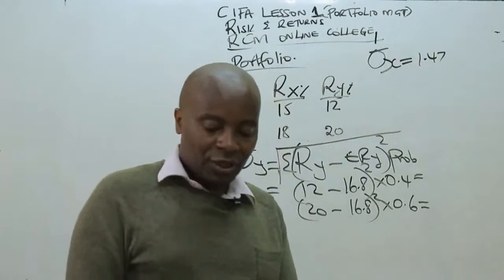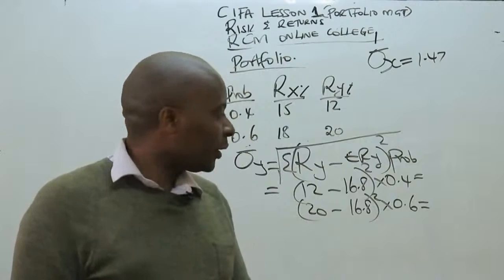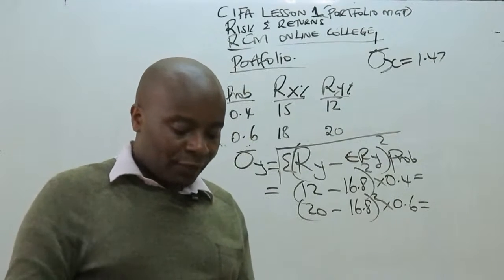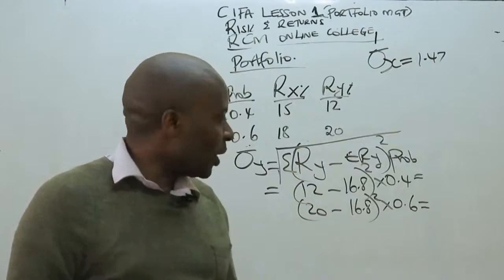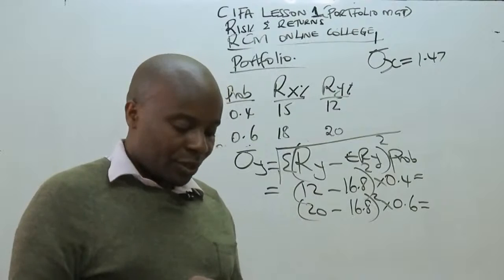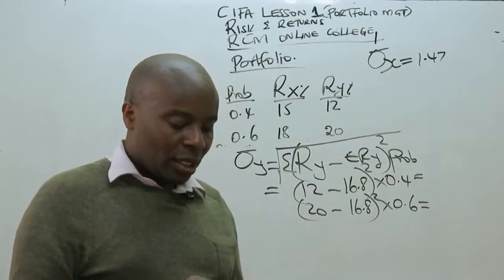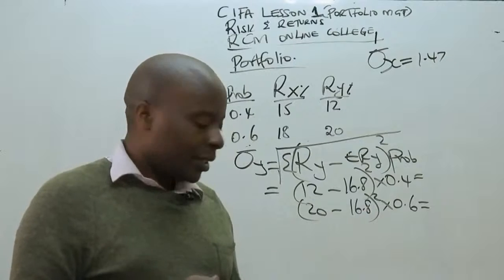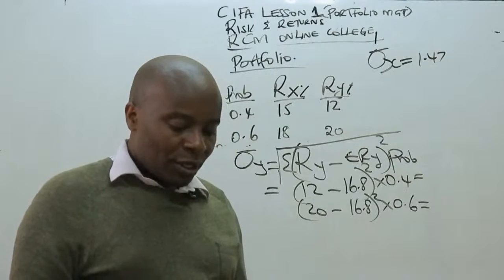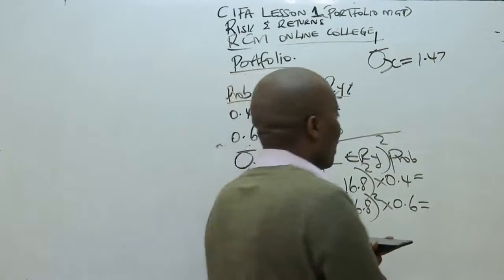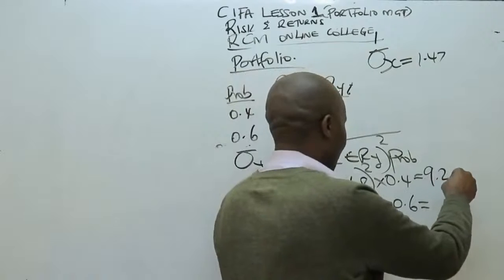Give us figures, ladies and gentlemen. We have open brackets, 12 minus 16.8, close brackets, squared, times 0.4. If you say times 0.4, I'm able to see 9.216.